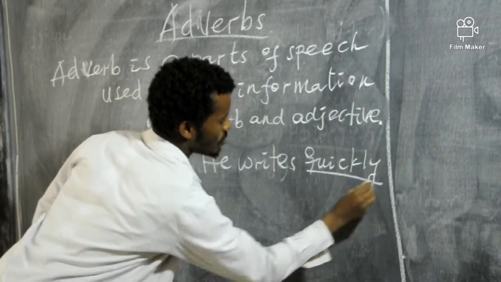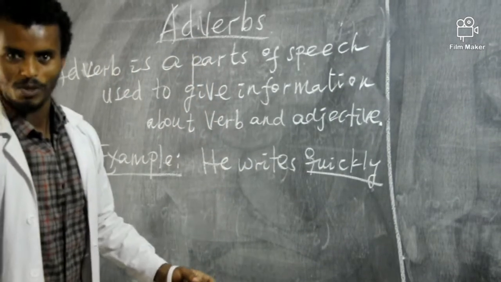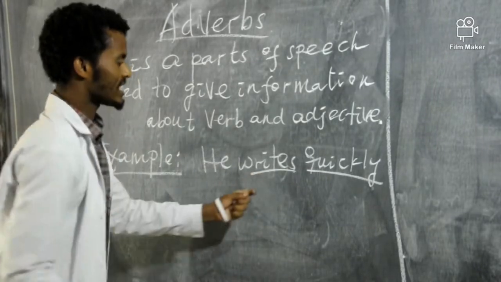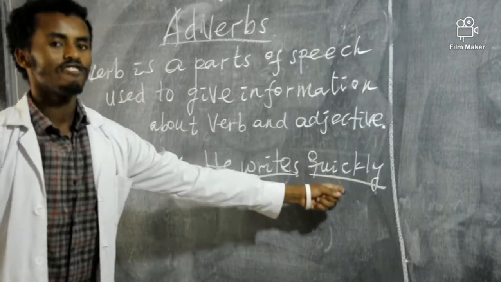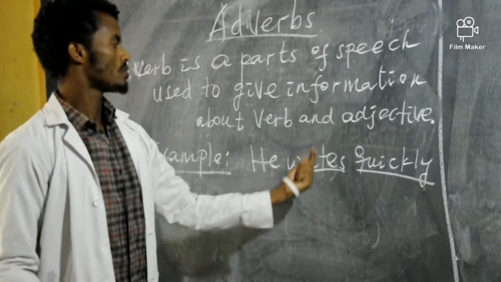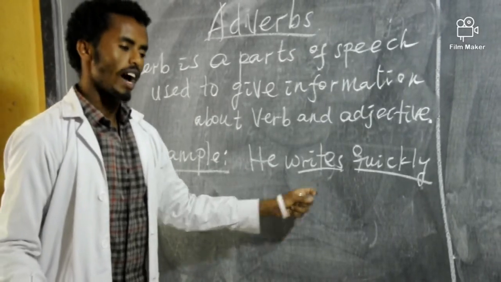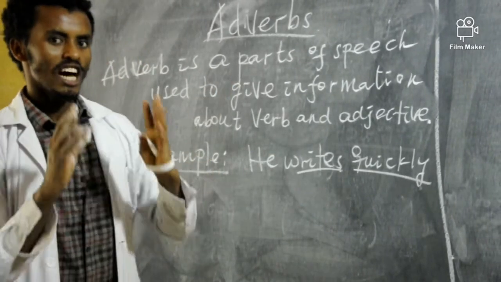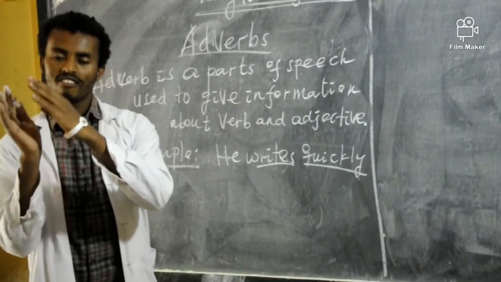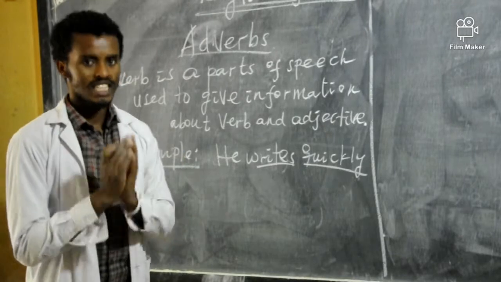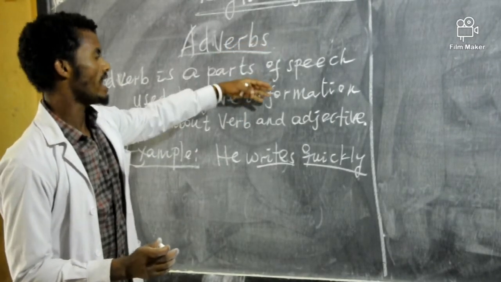The underlined word quickly is what? It is an adverb. It describes which verb? This verb, writes. So he writes quickly. The adverb quickly is used to describe the given verb, which is writes. So simply, an adverb is a part of speech used to describe the given verbs and adjectives in the sentence. Okay?